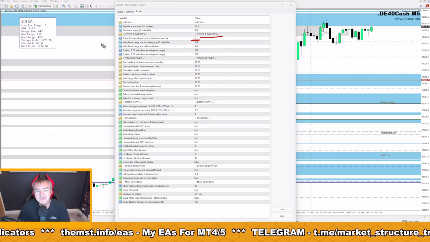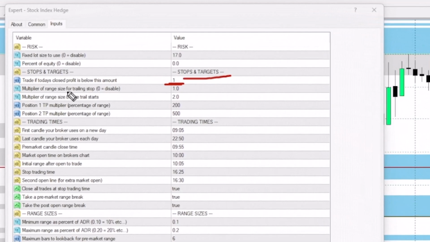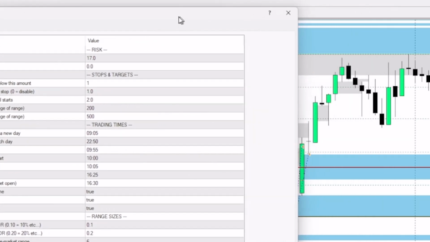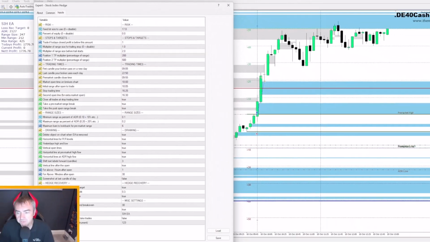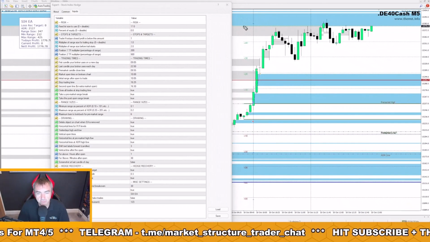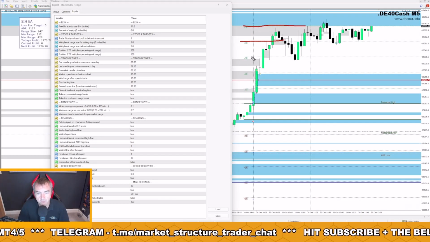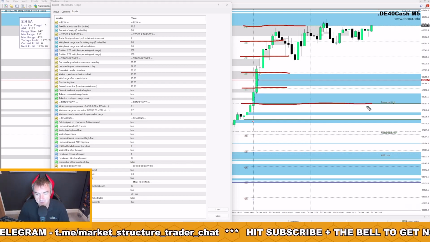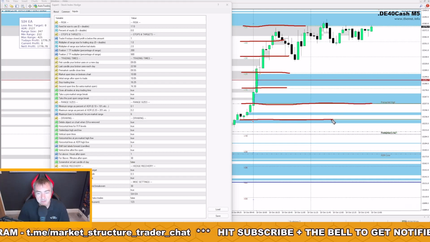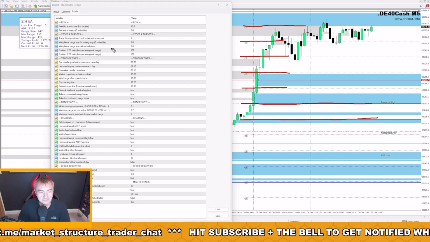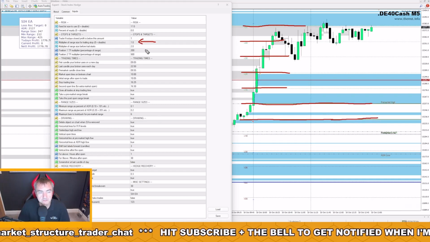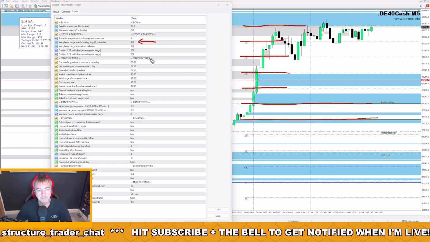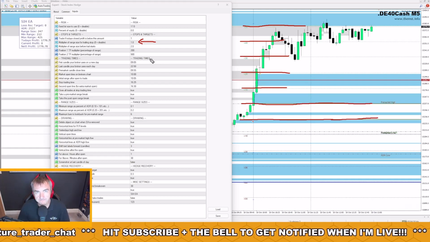But anyway, moving on. Multiplier of range size for trailing stop. Okay, so this is to do with the trailing stops on the account. If I just move this over slightly, this relates to these numbers you can see drawn on the screen. That is your 5R, your 4R, your 3R, your 2R, your 1R, and that is our opening range. This will trail our stop loss when we have closed out our first position.